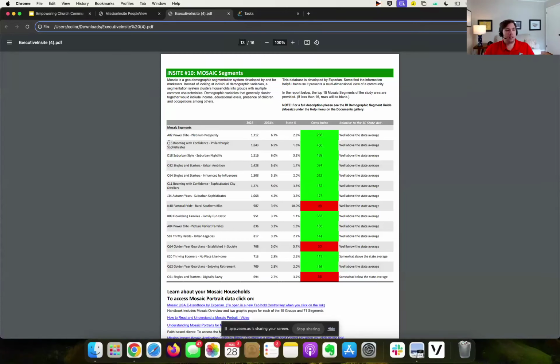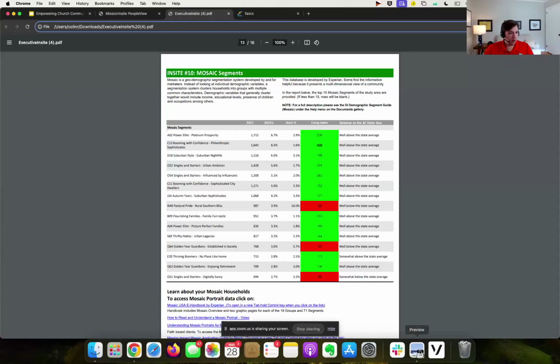So if I look, the second most populous Mosaic segment, and once again, the Mosaic segments are the things that we just showed in that handbook, that consumer profile. The second most populous Mosaic segment is C13, booming with confidence, philanthropic sophisticates. Index score is 400, which means this is 4 times the national average of where they fit in our population. They've got 4 times national average within that 10-minute drive.